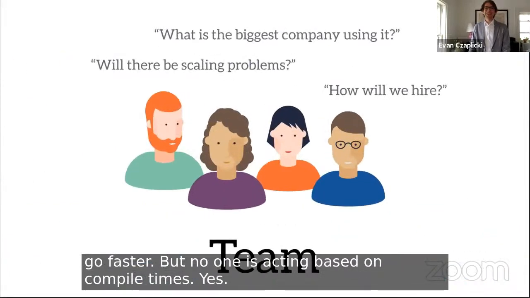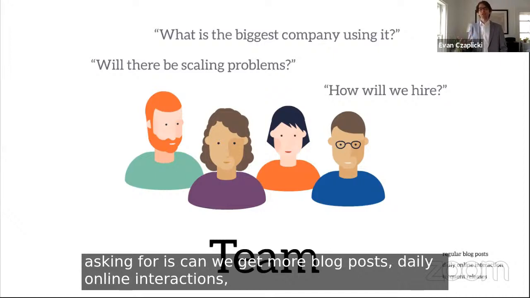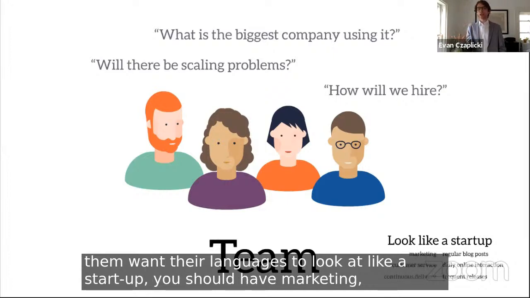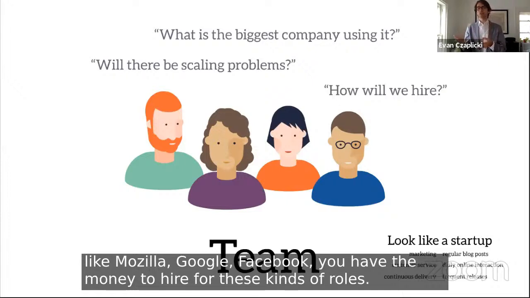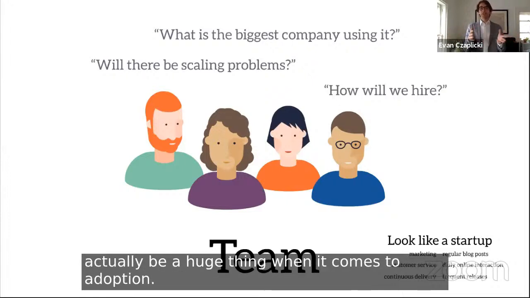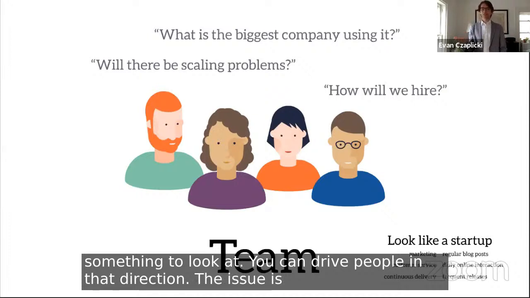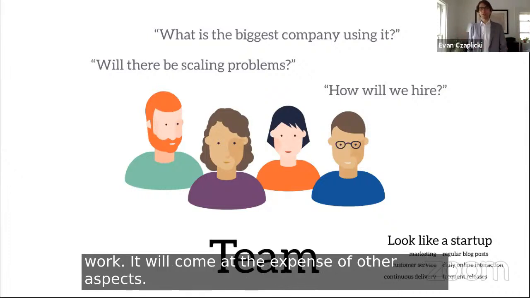So one thing that teams are asking for is, can we get more blog posts? Can we get daily online interaction? Can we get more frequent releases? One way to think about this is that some teams want their languages to look like a startup. You should have marketing, you should have customer service, you should have continuous delivery. And when your organization is Mozilla or Google or Facebook, you have the money to hire for these kinds of roles. That can be a huge thing when it comes to adoption: if people are talking about it, it's something to look at a lot, and you can drive people in that direction. The issue in the case of Elm is that it's expensive to do this, and focusing on these things is hard work, and it's going to come at the expense of some other aspects.